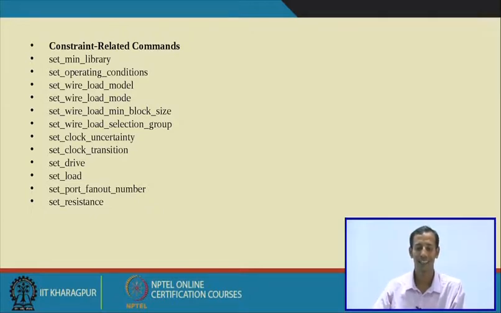They are like set_min_library, set_operating_conditions, set_wire_load_model, set_wire_load_min_block_size, then set_wire_load_selection_group, set_clock_uncertainty, set_clock_transition, set_drive_strength, set_load, set_max_fanout, set_resistance. So, all these are constraint related commands. It is not that the list is only this much; the list is very big. There are several commands which you can put in a DC environment to apply different types of constraints.